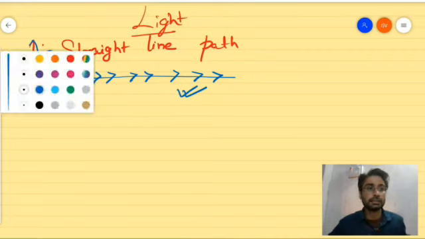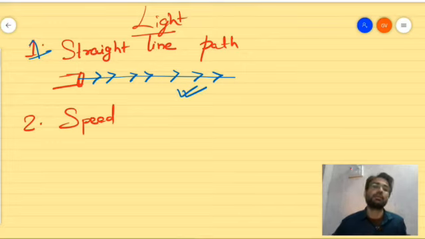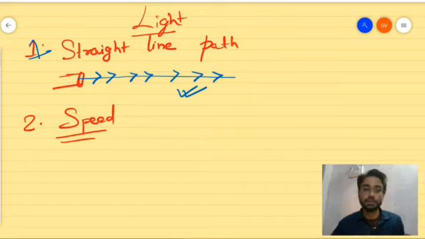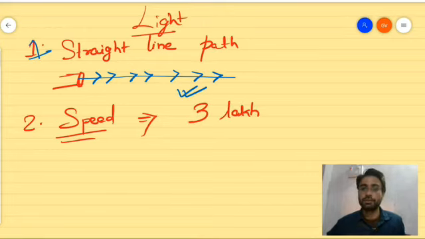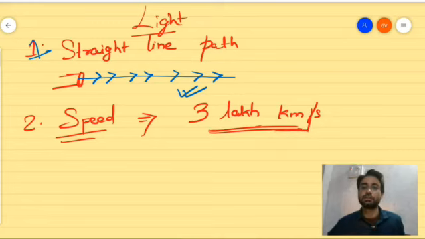The second thing that is important and can be associated with light is the speed of light. We have discussed that light travels in space. So there must be some speed associated with light. Basically, we can assign this number as the approximate value of the speed of light. What is this? 3 lakh kilometers per second. So what does this mean? 3 lakh kilometers per second. This is the speed of light.